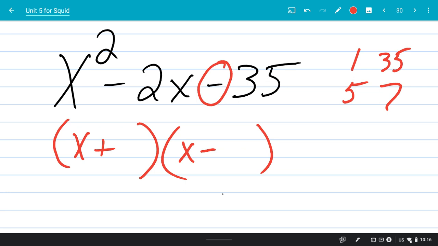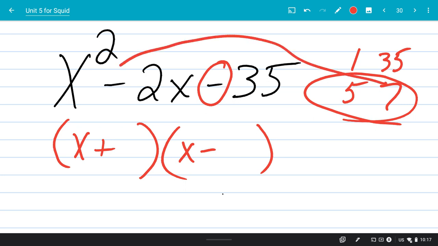Okay. Do any of these come together with opposite signs to get me a 2? No. Wait, yeah, 5 and 7. They have opposite signs, right? Now, here's the thing. When the signs are opposite, the larger number of the 5 and the 7 is going to get the sign from the middle. The larger number gets the sign from the middle. This problem's not too bad if you study just a little. So the 7 goes with the negative and the 5 goes there. Cool? Can you handle it?